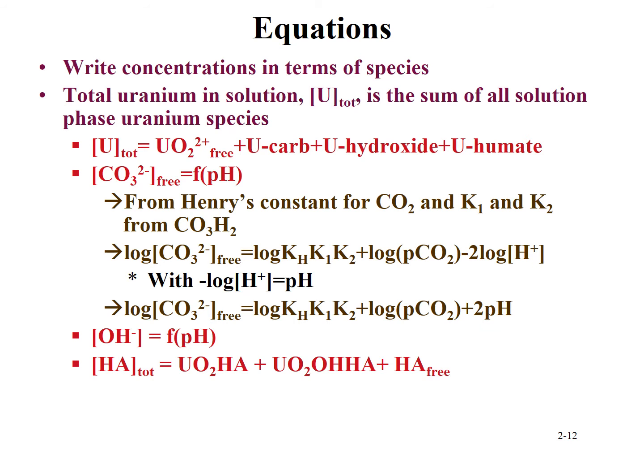I also need to know something about the hydroxide concentration. Well, I just get that straight from the pH, where pOH plus pH is equal to 14. That I can use to derive the hydroxide concentration at any given pH that I care to measure. And then the total amount of humic acid is equal to the different uranium species plus the amount of free humic acid. So now I have all my terms to describe the range of species that I'm going to be interested in evaluating.